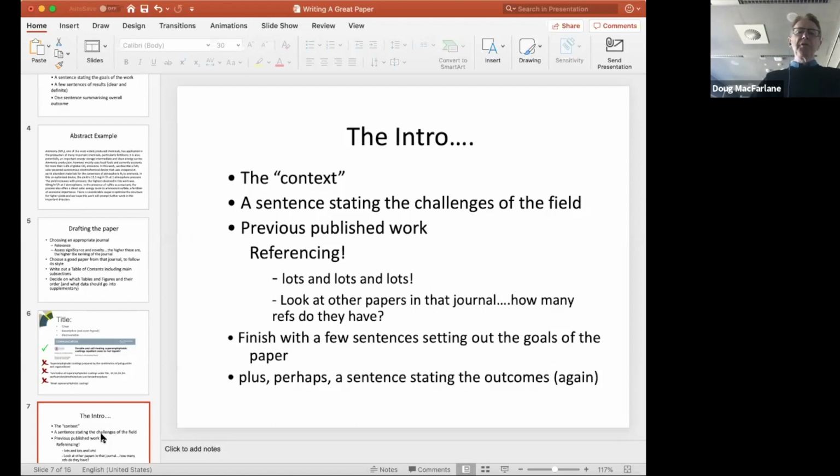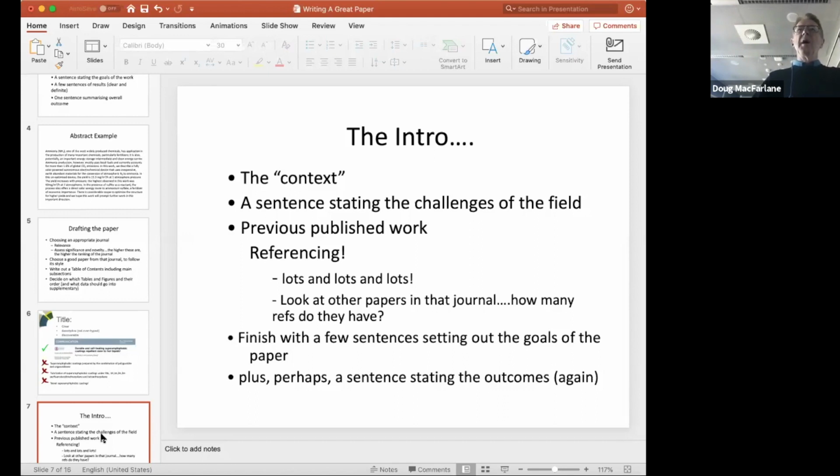Very important to finish off the introduction with a few sentences or a paragraph which are stating very clearly the goals of your work, so that there's no question, as the reader reads on into the rest of the paper, what it is that you are trying to achieve. Again, this is where you need to have the story clear in your mind as you write this bit.